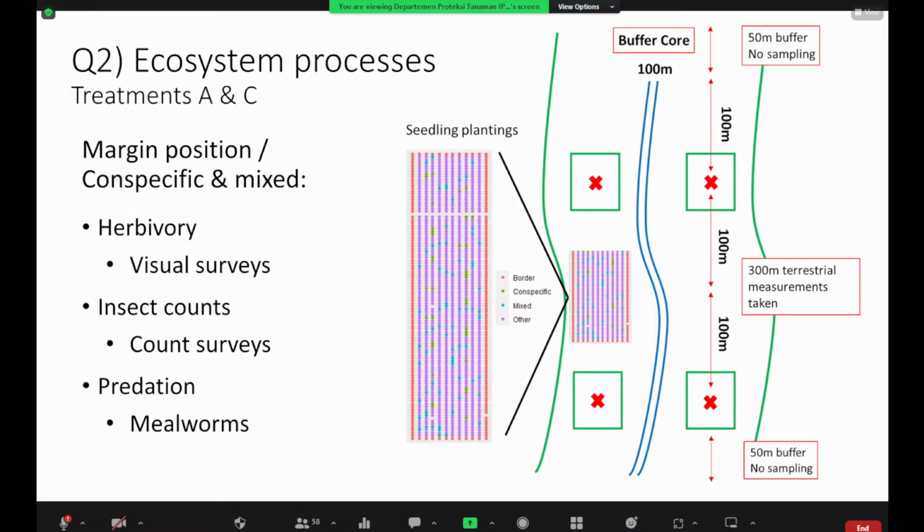And then for the planting configurations, I'm going to identify 3 replicates for the conspecific and the mixed within the riparian buffer. And then I'm going to repeat these same surveys on the focal seedling species and see if there's any variation between the level of ecosystem processes that we're seeing.